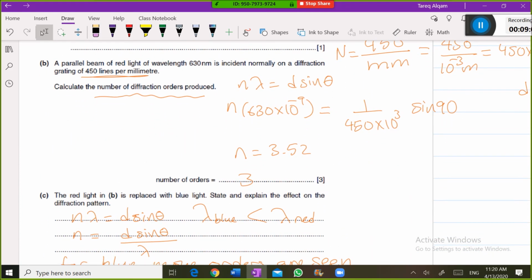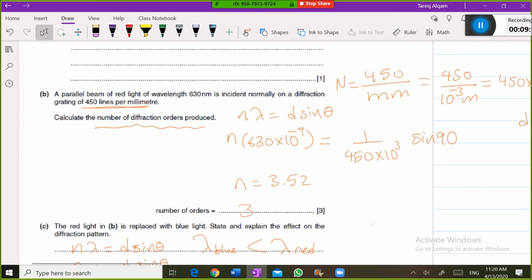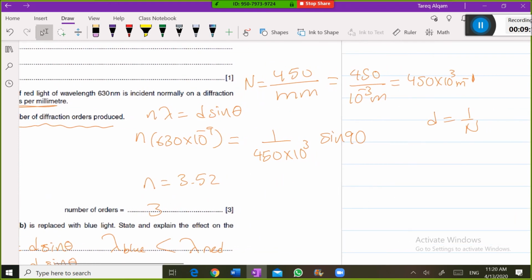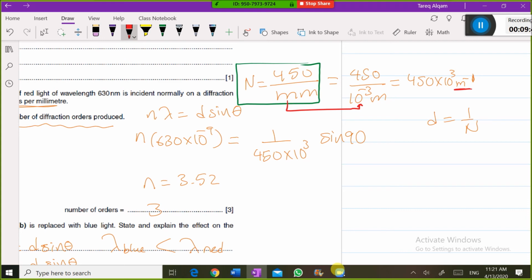A parallel beam of red light of wavelength 630 nanometers is incident normally on the diffraction grating, 450 lines per millimeter. Calculate the number of diffraction orders produced. First of all, let me do this very quickly, guys. Pay attention, please. N is given, capital N, which is the number of slits per millimeter. I have to convert it to meter as we see here. I changed milli to 10 to the power minus 3, so I got N in terms of meter. Then d is 1 over N.